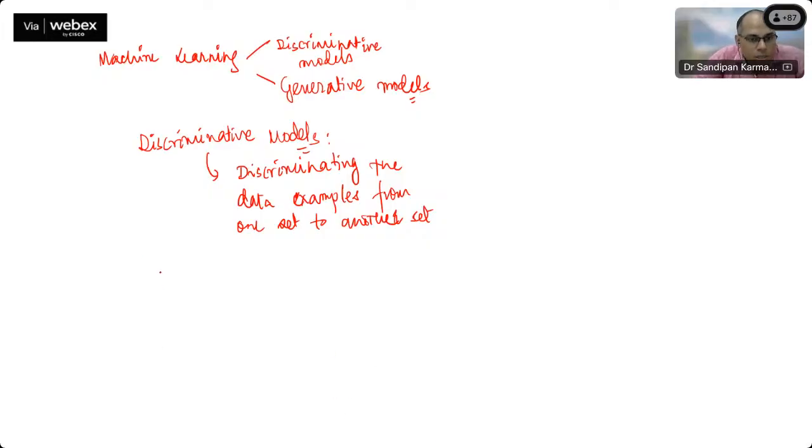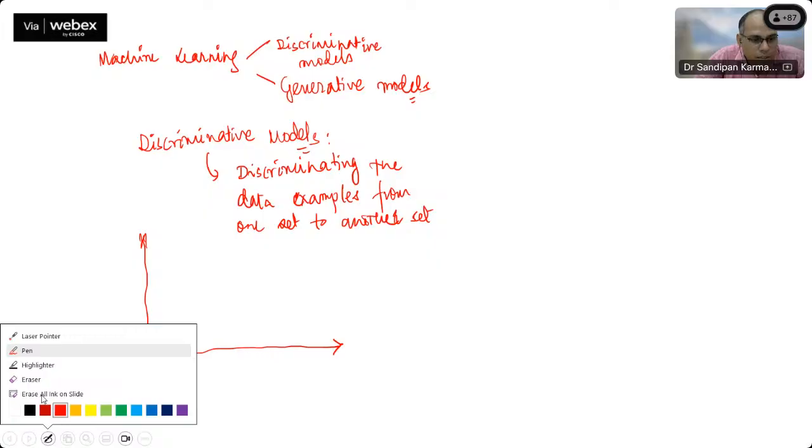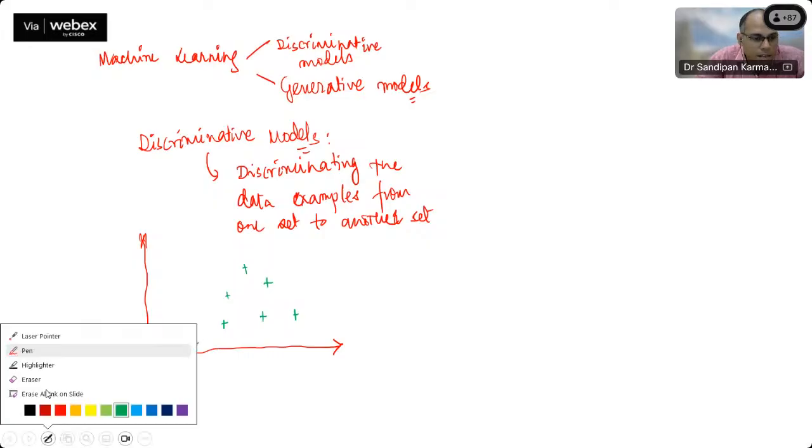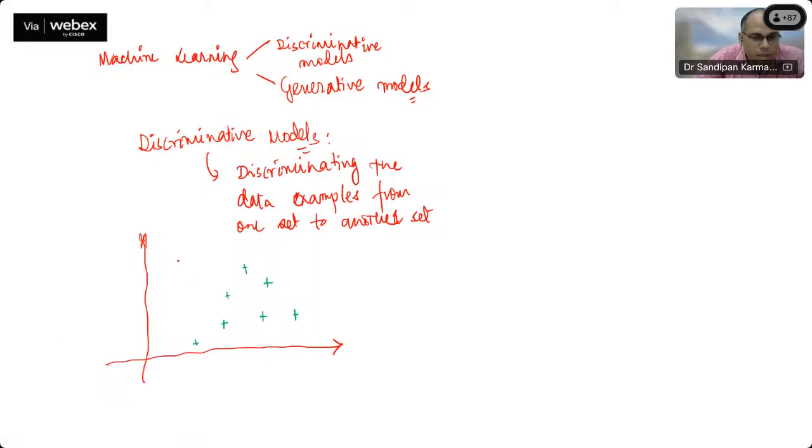Suppose you are having a classification task. Here two types of points are there. Suppose this is the positive class points, and here is the negative class points. Now you want to use discriminative models to predict whether a particular point will be a positive class or negative class. So this is a classification problem.